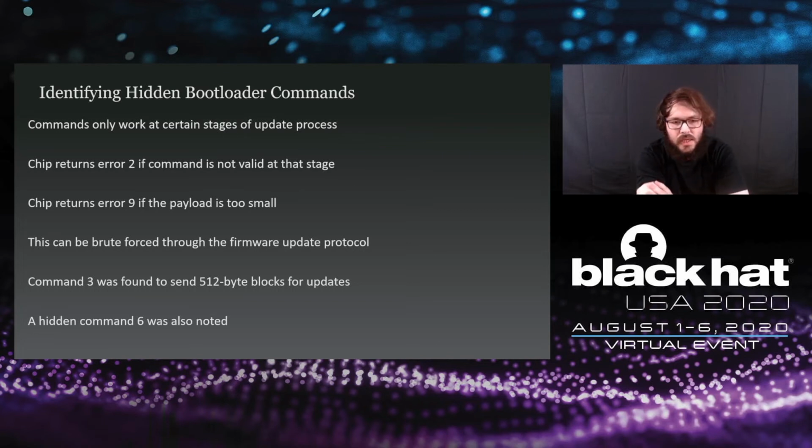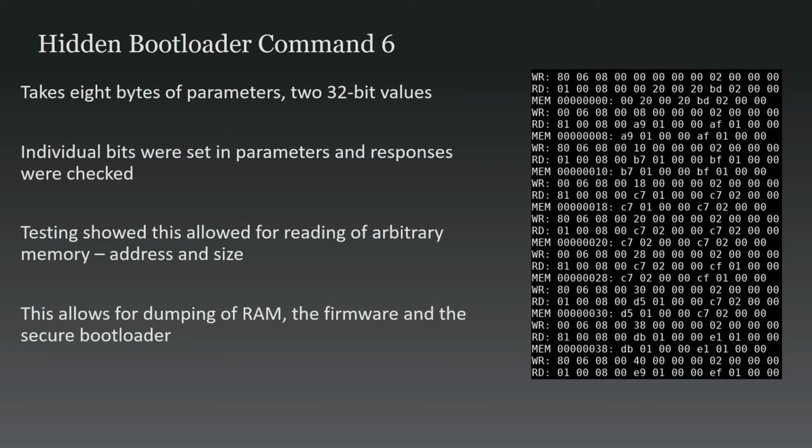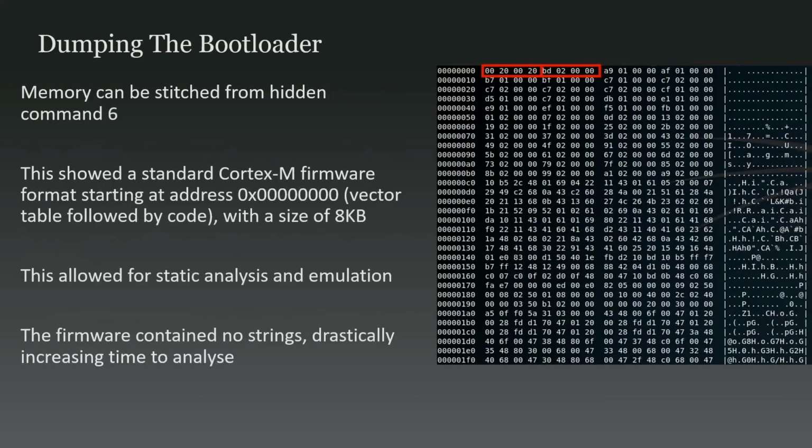However, command 6 was also noted and was much more interesting. Command 6 was found to take 8 bytes of parameters, which was two 32-bit values. By setting random bits inside these parameters, I found that it would dump out arbitrary memory from the chip, and allowed me to work out that this was taking an address and a size for data being returned. Using this, I could dump RAM, firmware, hidden hardware registers, and the secure bootloader, meaning I could reverse engineer this.